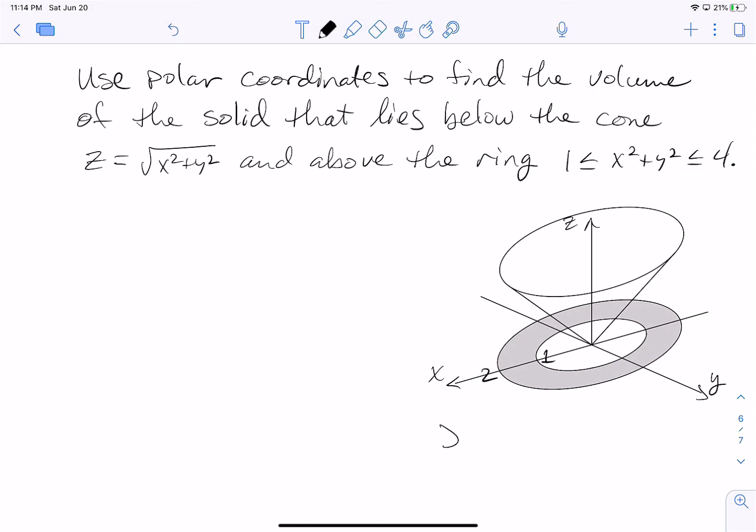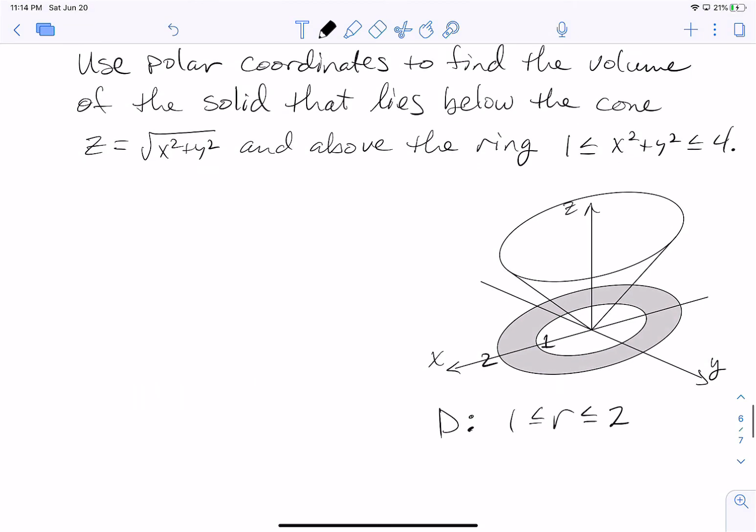Now for our region D, we've got that r is going from 1 to 2, the radii of the edges of the ring, and theta is going from 0 to 2 pi. Now what's left is to convert the equation of the cone. Since z equals the square root of x squared plus y squared, z must equal the square root of r squared, which means that z must equal r. And we don't need absolute values because r is positive in our picture.